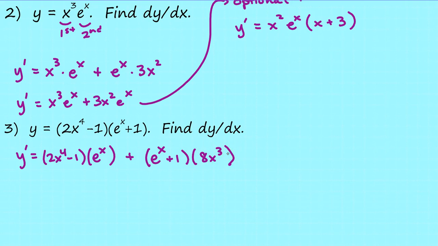Okay, so we have the derivative. Let's go ahead and simplify. So I'm going to distribute e to the x, and I get 2x to the fourth e to the x minus e to the x, and then I'm going to distribute the 8x cubed, so I get plus 8x cubed e to the x plus 8x cubed. And it doesn't look like any of those terms are like terms, so that's our answer.